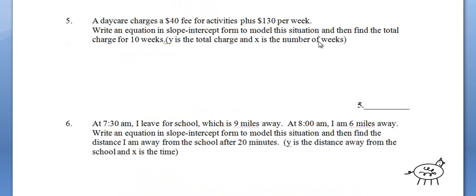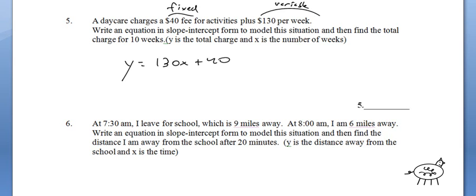A daycare charges a $40 fee for activities plus $1.30 per week. Write an equation in slope-intercept form to model this, then find the total charge for 8 weeks or for 10 weeks. And I even tell you y is the total charge, and x is the number of weeks. This is just like the last one. It's $40 fee just for activities, no matter how much. So this is going to be fixed, and they're charging me $1.30 a week. So it's my variable. So y is equal to 1.30x plus 40. Okay, that's the equation.